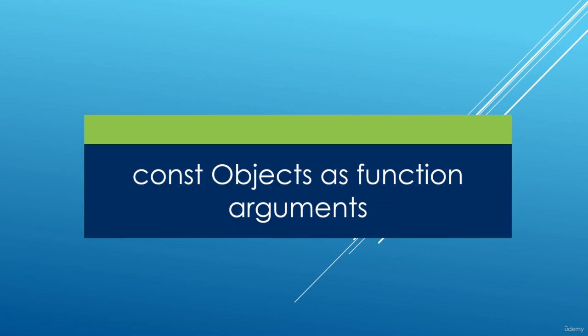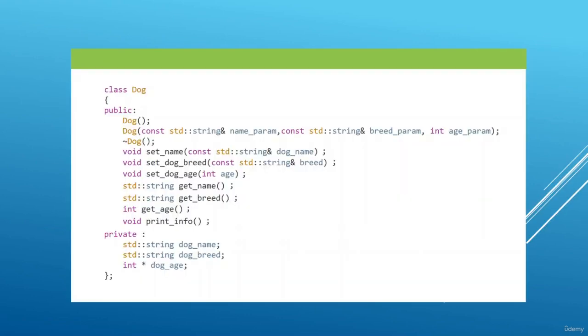In this lecture, we're going to see what's going to happen if you try and use a const object as a function argument. We're going to be using the same class we've used in the last lecture, no change at all. We're going to have a few constructors and we're going to have the setters and getters, and we're going to have a printful function.